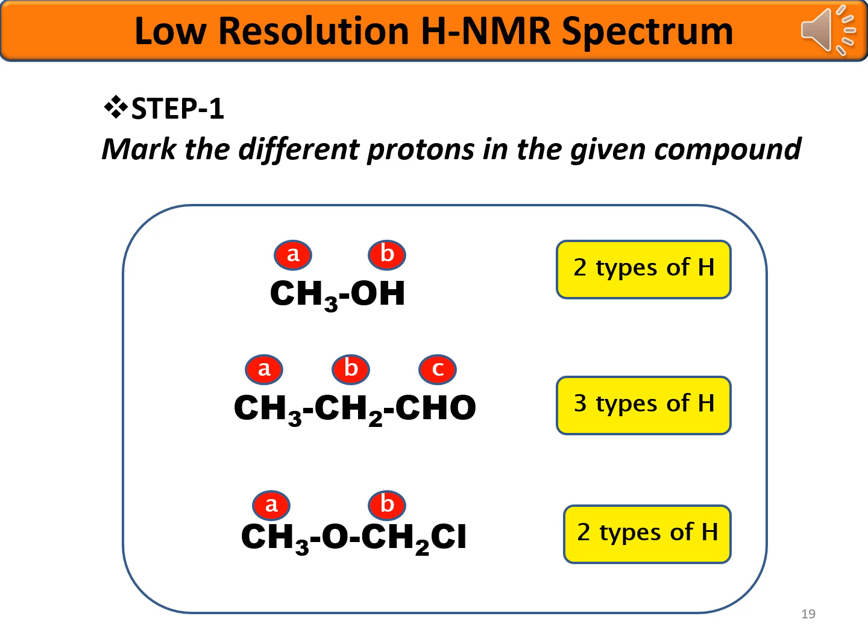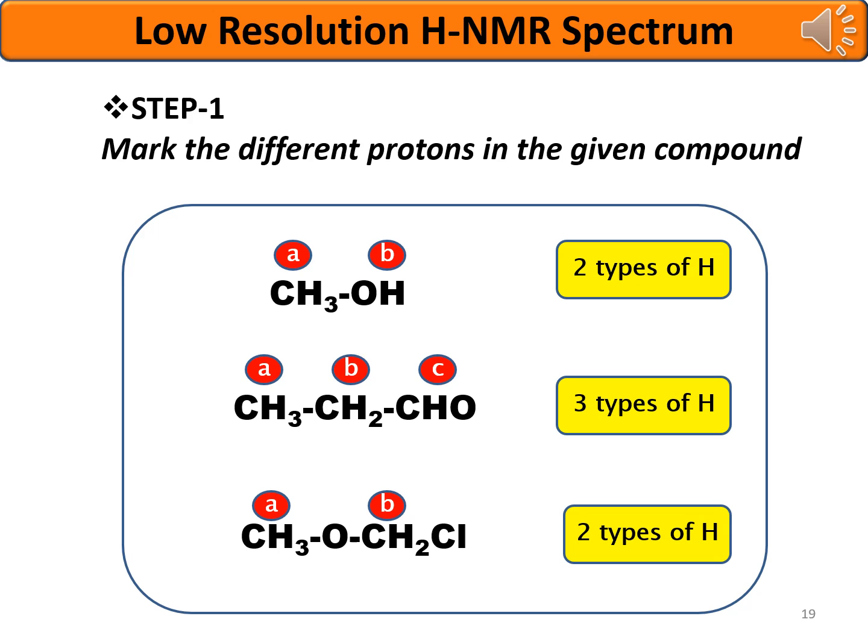How to draw a low resolution HNMR spectrum? To draw the spectrum, we have to follow 4 steps. Step 1 is, first you mark the different types of protons present in the given chemical compound. For example, in CH3OH, we have 2 types of proton. One is CH3 proton, another is OH proton. So you mark them as A and B.